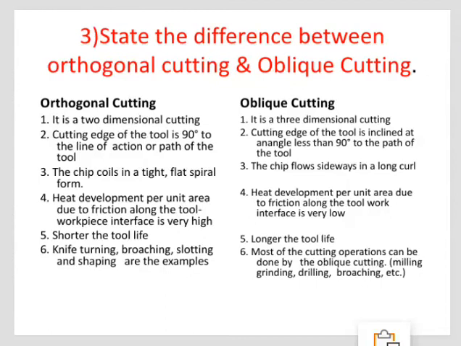In orthogonal cutting, heat development per unit area due to friction along the tool workpiece interface is very high. In oblique cutting, heat development per unit area due to friction along the tool work interface is very low. Here, in orthogonal cutting the tool life is shorter, and in oblique cutting the tool life is longer. Examples for orthogonal cutting are knife turning, broaching, slotting, and shaping. In oblique cutting, most of the cutting operations can be done, like milling, grinding, drilling, broaching, etc.